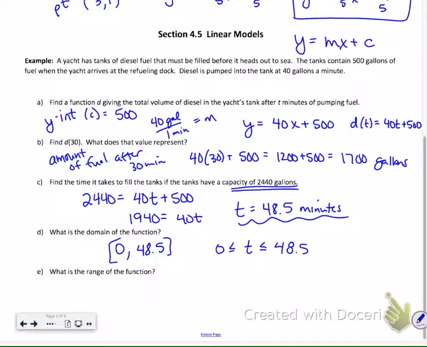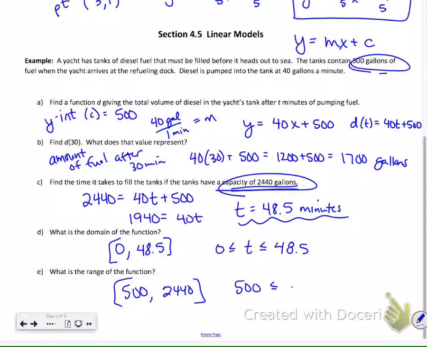The range of the function, in this case, the lowest amount, okay, so my range has to do with how many gallons I have. The least amount of gallons that I can have is 500 gallons because that's how much I have initially. That's for this scenario. Obviously, a tank could be empty, but that's not the case for this scenario. The most that I could have is that capacity. So we're going from 500 to 2440, or 500 is less than or equal to D is less than or equal to 2440.